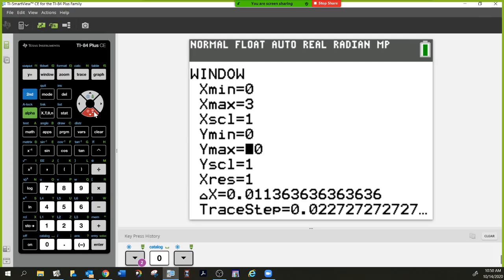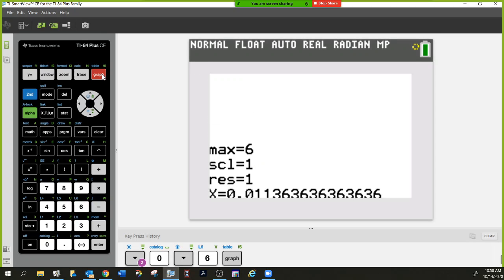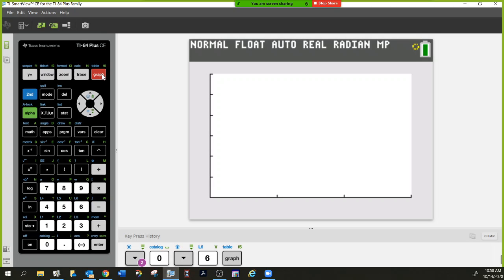You can go to 5, 6. 6 sounds good. Let's go to 6. And a scale of 1, and just hit graph. Come on, blue curve. There you are. And then red line. There you are. And we're just looking for an intersect.